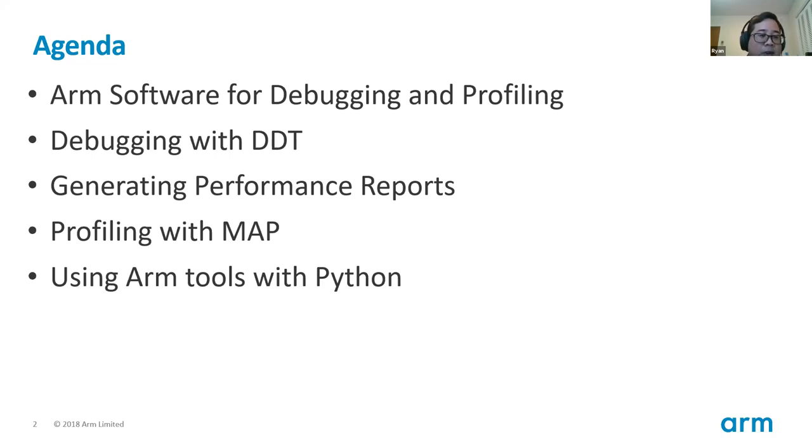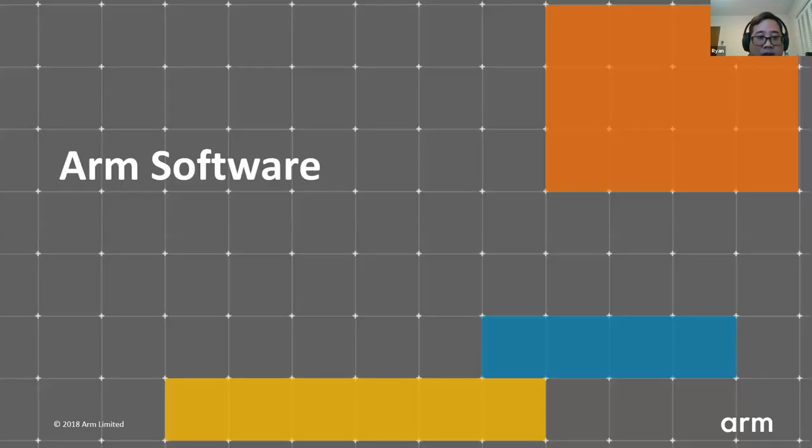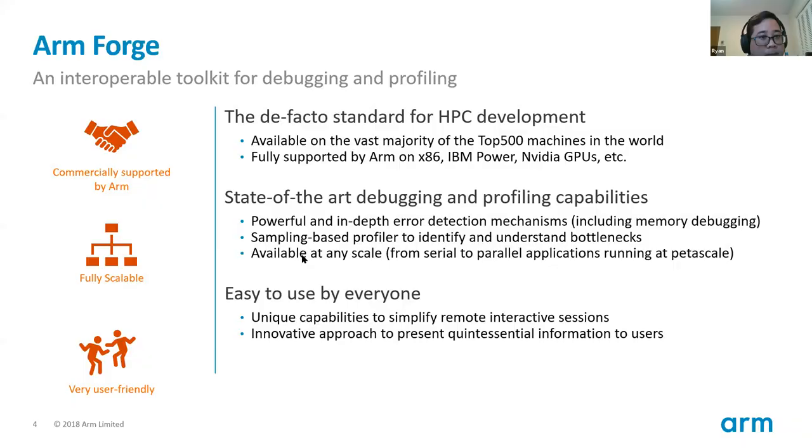And following up with that, we'll go into the more detailed profiler, MAP. And at the end of the day, we'll cover how to use the Arm tools with Python code. Okay. So like Wusun said earlier, Arm Forge is our standard toolkit. It used to be both DDT and MAP, but now in the latest version, it also includes Performance Reports.